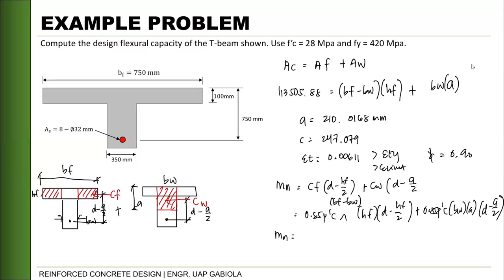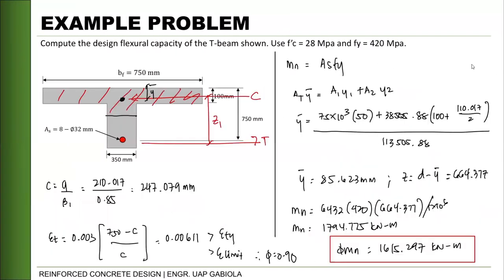Okay, for a while, 350 times 210.168 times 750 minus 210. Okay, and divide by 1 million, we have 1795.586 kilonewton meter. Then using phi of 0.9, we have 1616.028 kilonewton meter. So, there.